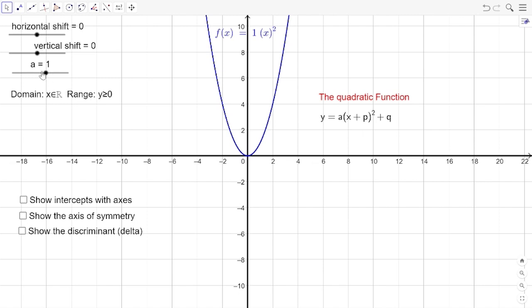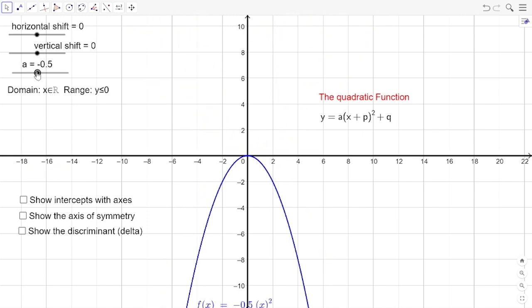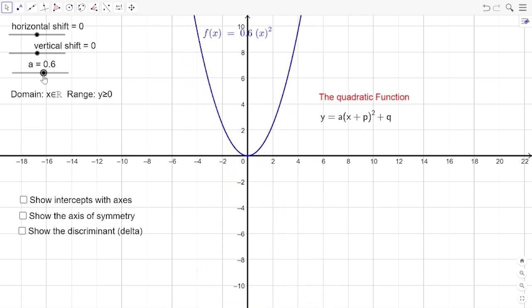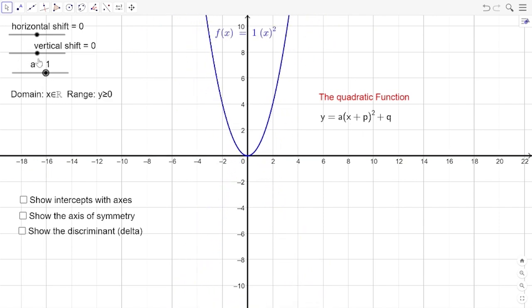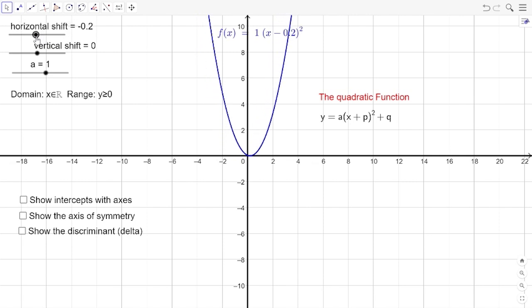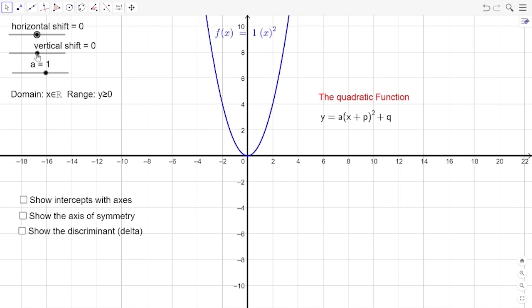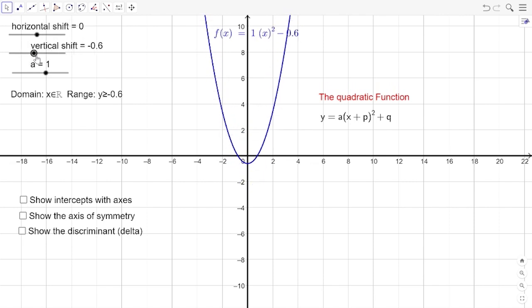So we've basically got our a value as before, and that just tells us how tight or steep the graph is and whether it's kind of happy or sad. Let's put that back to 1. Then the vertical shift and the horizontal shift. If we add a number at the back, the function moves up, and if we subtract a number, the function moves down.